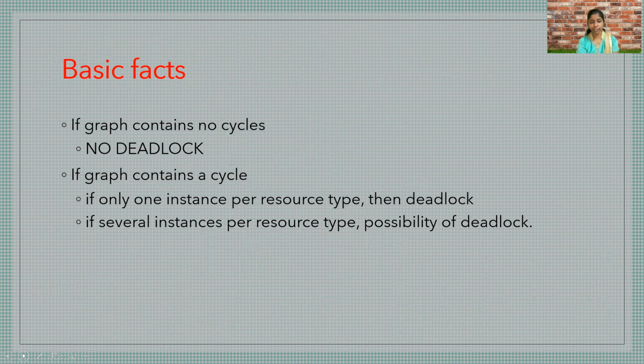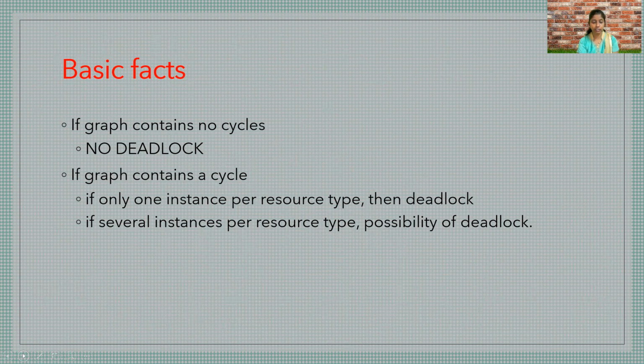So some basic facts which I have now discussed. If this graph contains no cycles, definitely, and if this is one instance or a single instance, then there is no deadlock. And if it contains a cycle, and if it's a multi-resource type of situation, then we have to check the possibility of deadlocks. So if there are no deadlocks, no problem.